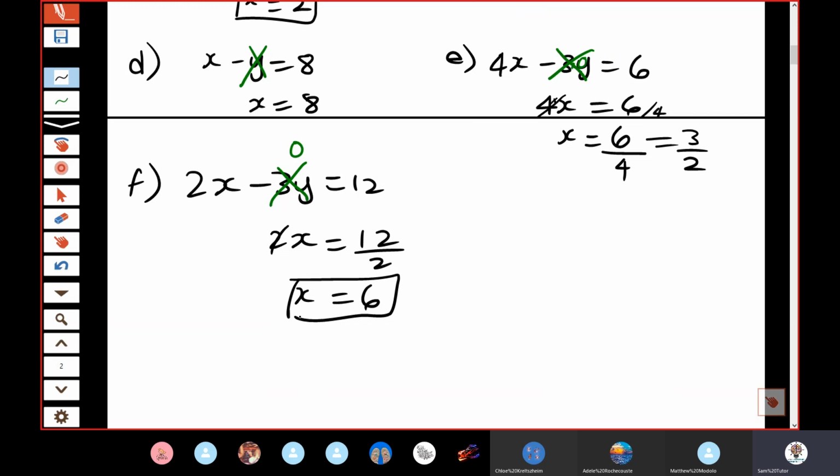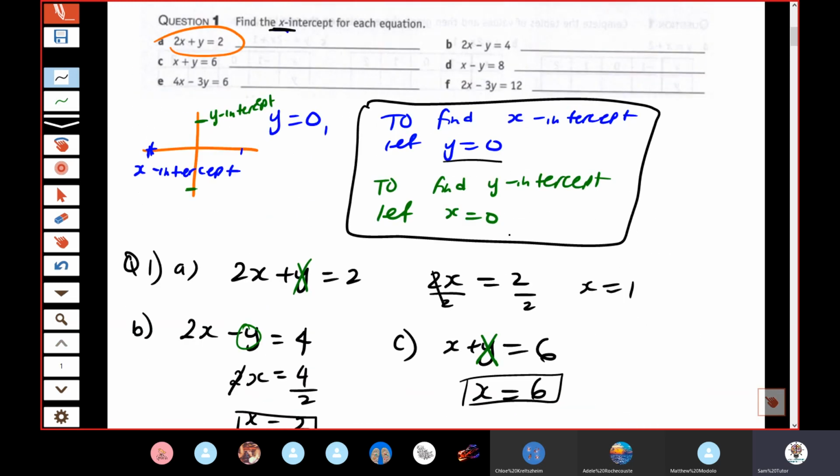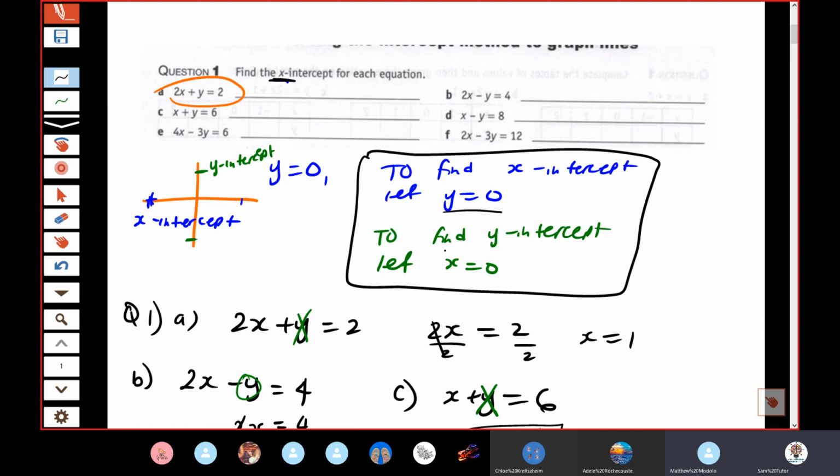Done? We're happy with that? That's our x-intercepts. We're going to do exactly the same for y-intercepts. But what do we do for y-intercepts? You do the x. No. Yeah, you'll do the other way around.